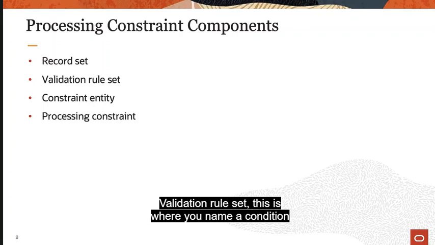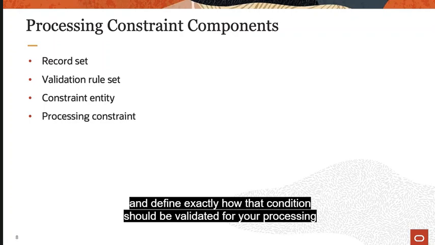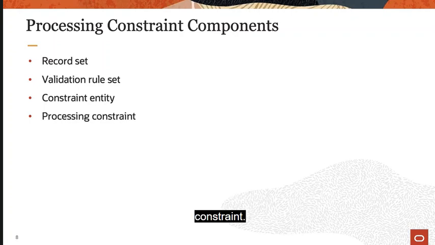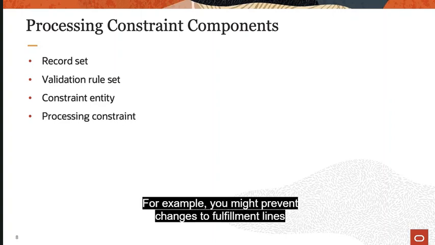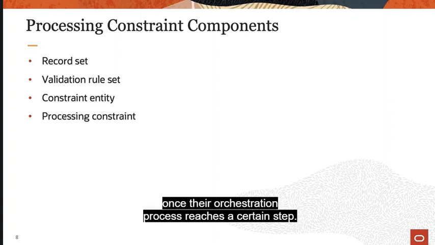Validation rule set. This is where you name a condition and define exactly how that condition should be validated for your processing constraint. Constraint entity. This is the business object that the processing constraint is checking. For example, you might prevent changes to fulfillment lines once their orchestration process reaches a certain step.